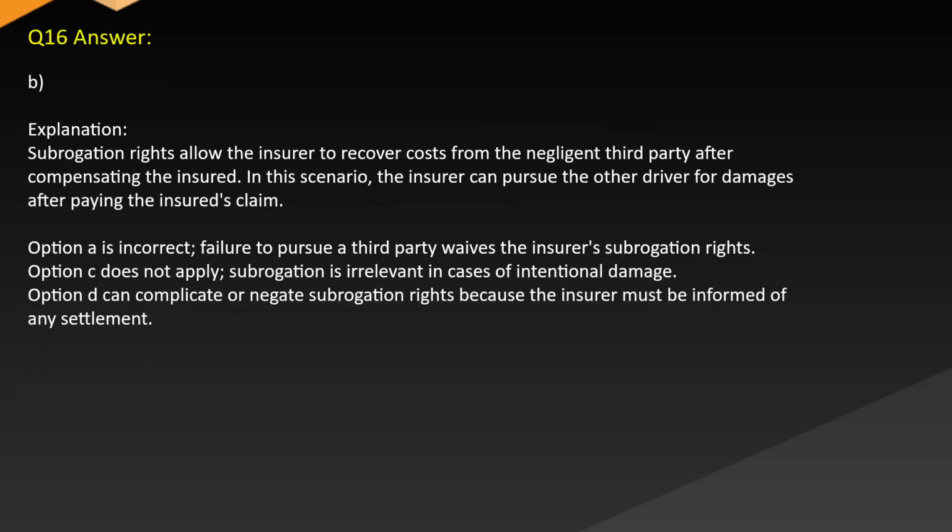Answer: B. Explanation. Subrogation rights allow the insurer to recover costs from the negligent third party after compensating the insured. In this scenario, the insurer can pursue the other driver for damages after paying the insured's claim. Option A is incorrect. A failure to pursue a third party waives the insurer's subrogation rights. Option C does not apply. Subrogation is irrelevant in cases of intentional damage. Option D can complicate or negate subrogation rights because the insurer must be informed of any settlement.